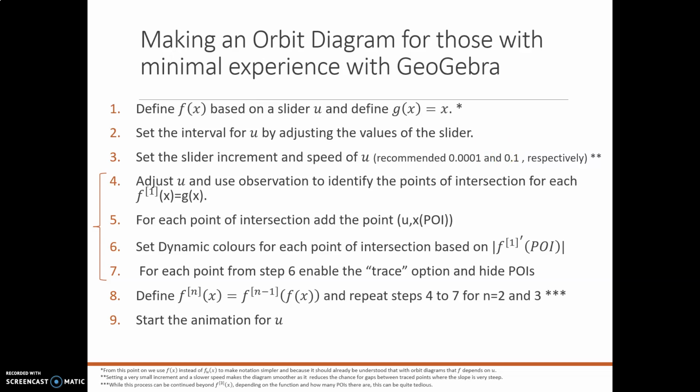Step 6, we define dynamic colors for each point of intersection based on the absolute value of the derivative of the nth iteration at that point of intersection. For each point from step 6, we're going to enable the trace, and then we're going to hide the point so that we don't get confused. After that, we're going to define f^n, whatever it is, for n equals 2 or 3, and we're going to repeat steps 4 to 7. Once we're done putting all the points that we want onto the diagram, including the tracers, we start the animation.